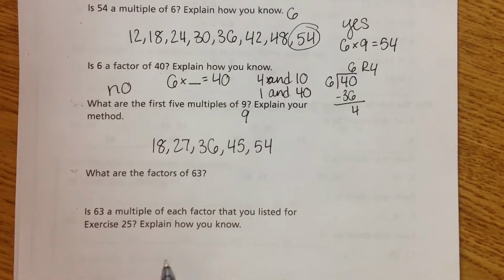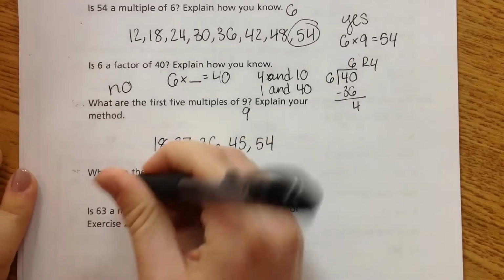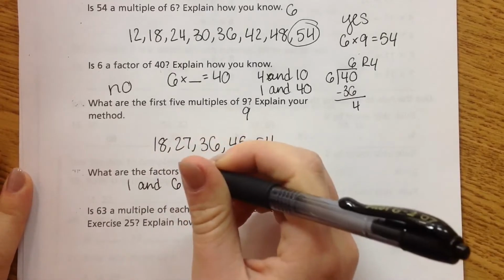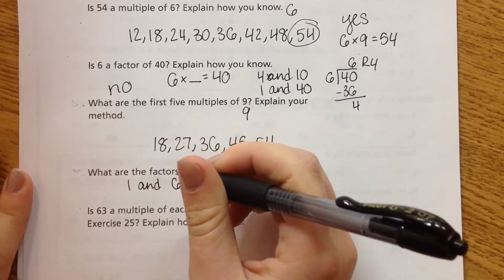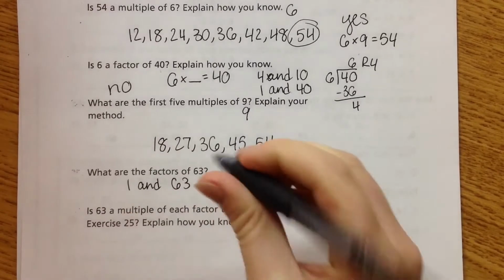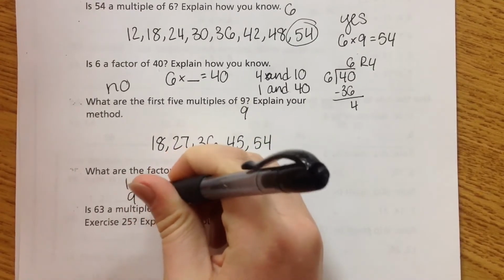Now this asks, what are the factors of 63? Remember, factors are 1 and 63. Let's see. Can I think of any other ones? Oh yeah, I know that 9 and 7 make 63.